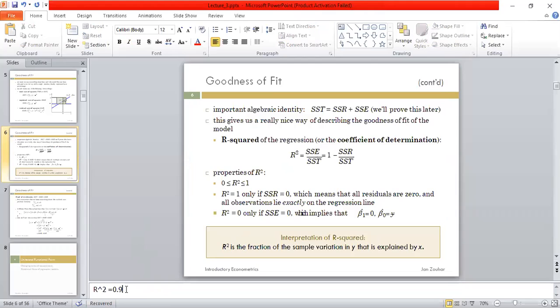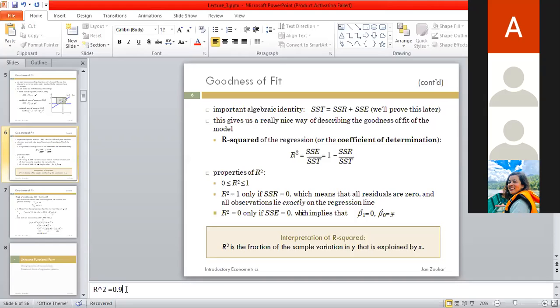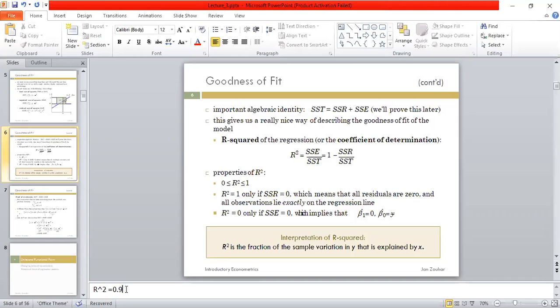Let's say you get 0.9. It's a very good fit. What is it telling you? This is what it's telling you. Remember this for the rest of your life. R square 0.9 means 90% of the variation of y is explained by x or by the regression. Is that clear?